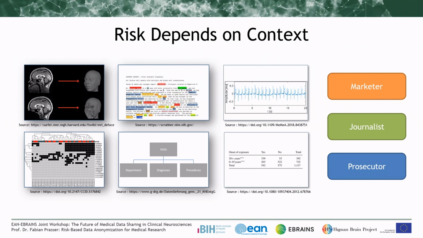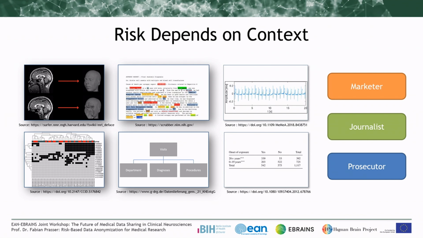Three models that have been proposed for this are the marketer, which aims to identify as many individuals as possible on average, but doesn't care about the correctness of individual guesses, for example for sending out targeted spam messages; the journalist, which tries to identify any individual to be able to write a newspaper article; and the prosecutor, which aims to identify the specific record of a specific individual in a dataset.